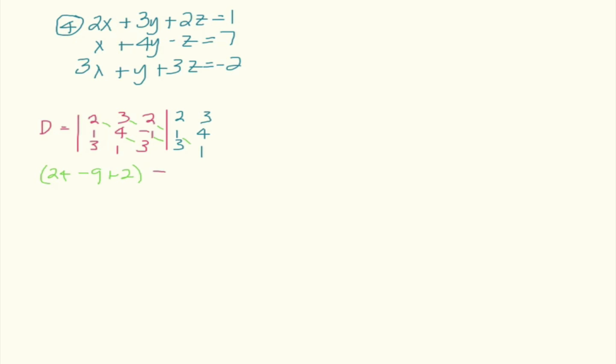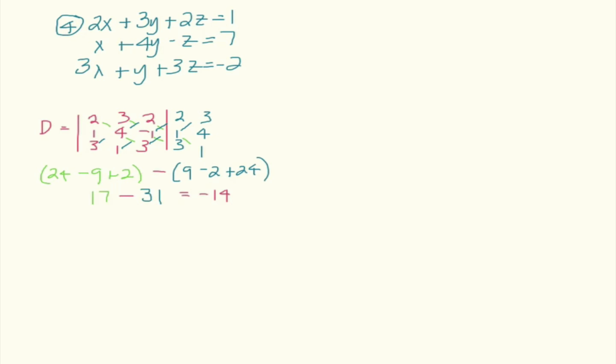Now I'm going to subtract and work backwards. 3 times 1 times 3 is 9. 2 times negative 1 times 1 is negative 2. 2 times 4 times 3 becomes 24. So I end up getting 17 minus 31, which is equal to negative 14.